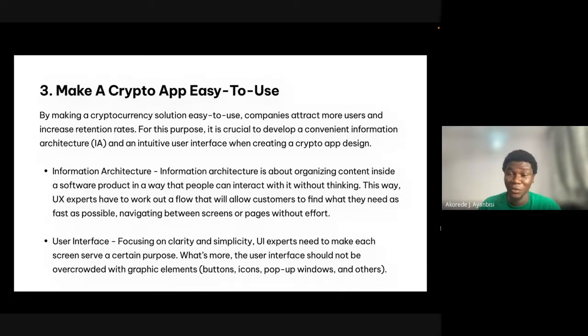I believe that can still be improved on. And I think in years to come or months to come, there'll be more ideas and more direction on how that is going to change over time. But like I said, to make your app easy, the two things you need to focus on are the information architecture and your user interface, making it clear and simple.